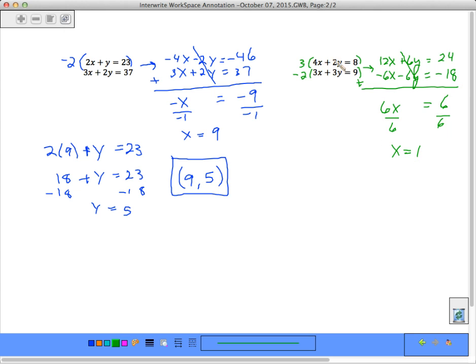And then I can plug it back into either equation. If I plug it into the top one, I get 4 times my x is 1 plus 2y equals 8. 4 times 1 is 4 plus 2y equals 8. Subtract the 4 from both sides. That's gone, which leaves me with 2y equals 4. Divide by 2. And we get y equals 2. So my final answer is 1, 2, x, y.